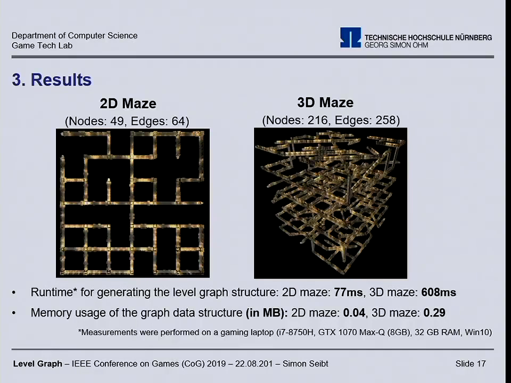The complete runtime until we have generated the level graph structure with our pipeline is 77 milliseconds for the 2D maze and around 600 milliseconds for the 3D maze. These runtimes are needed to generate the base graph, the MST, and the final level graph structure, so the first 3 stages in our pipeline. And as we can see, the level graph structure uses very little memory.